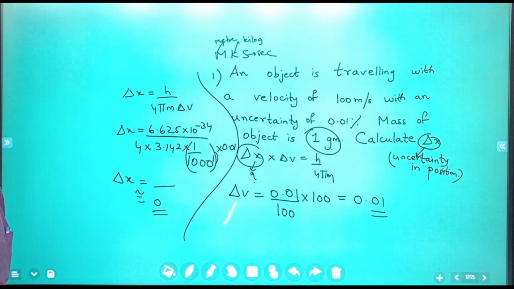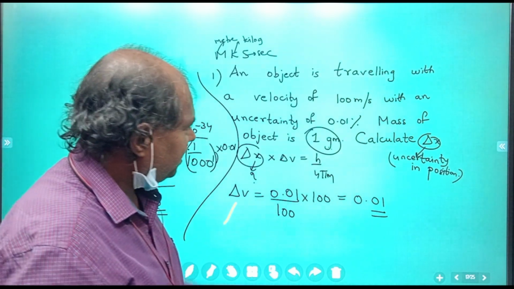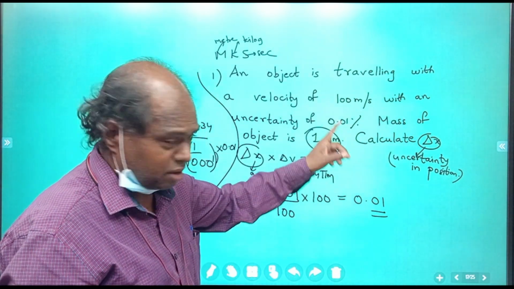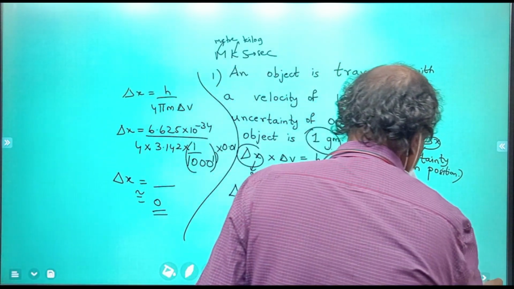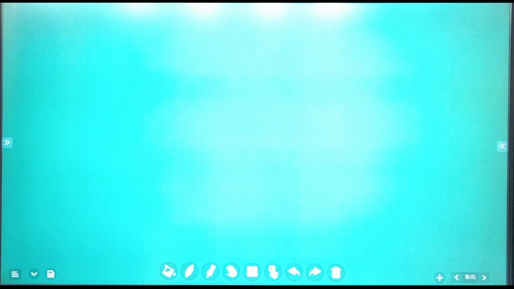Okay. So this is how you do this question. The main thing is what is the meaning of 0.01%, that you should get it. Fine. So this is a question based on Heisenberg's principle, right? Fine.